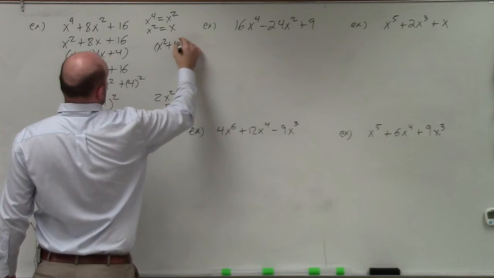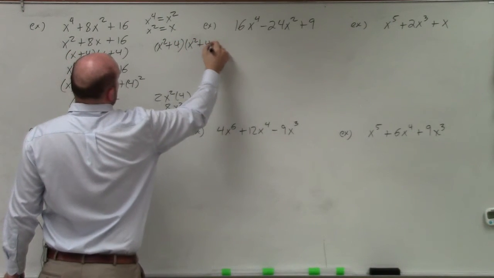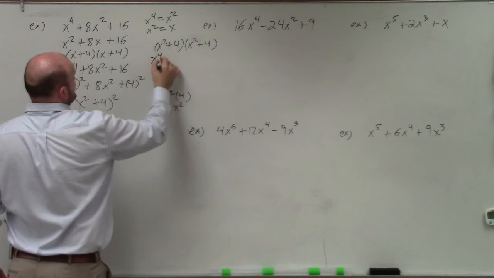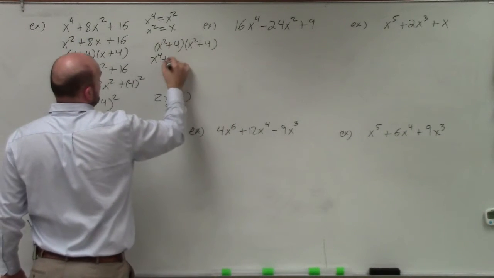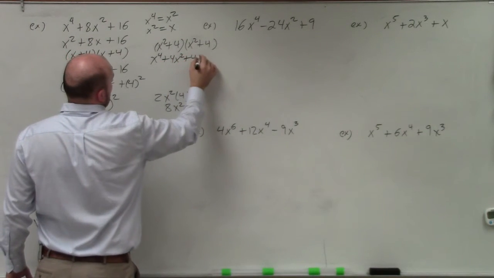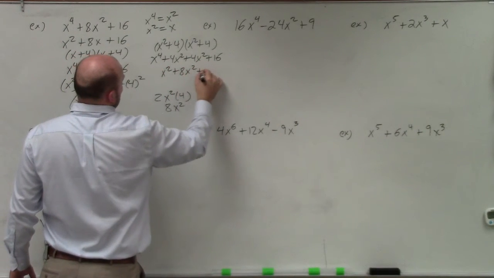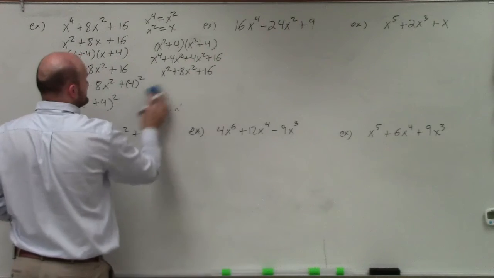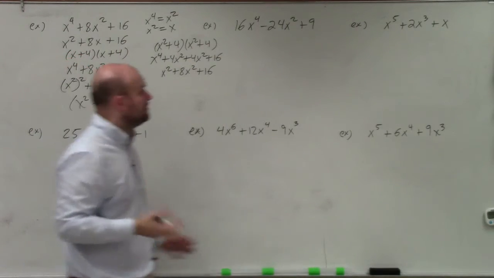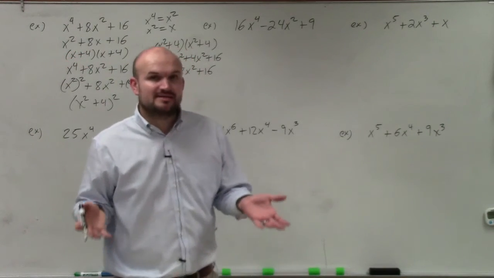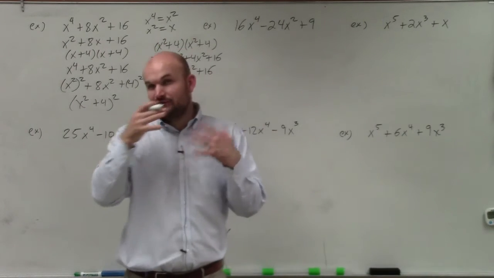x squared plus 4 times x squared plus 4. x squared times x squared is x to the fourth, which we need. Then x squared times 4 plus 4 times x squared plus 16: x to the fourth plus 8x squared plus 16. Perfect. So again, if you're having trouble, rewrite the terms as squares, and just think of them as squared so you can go ahead and factor this.